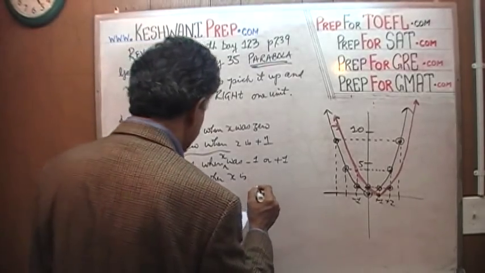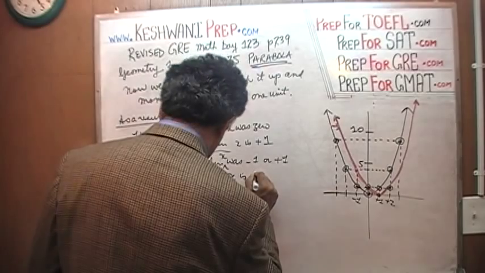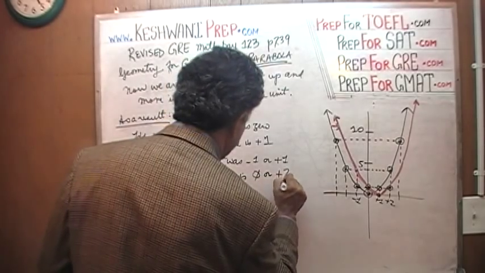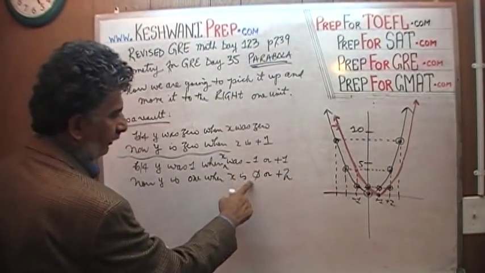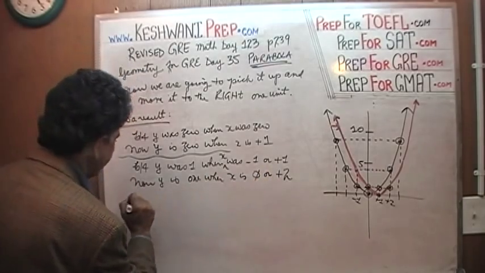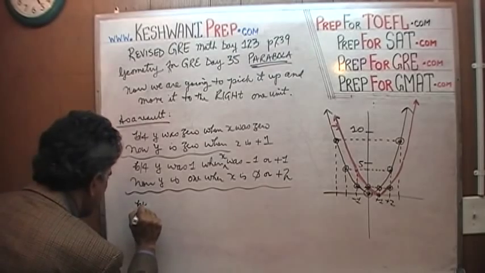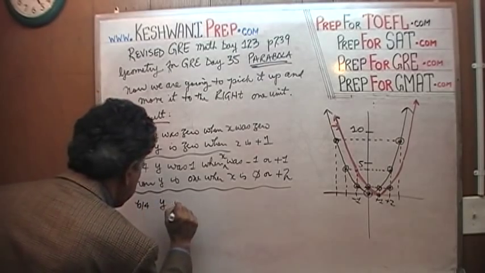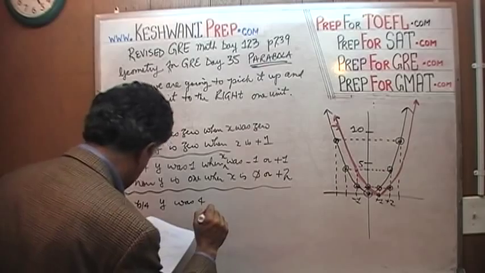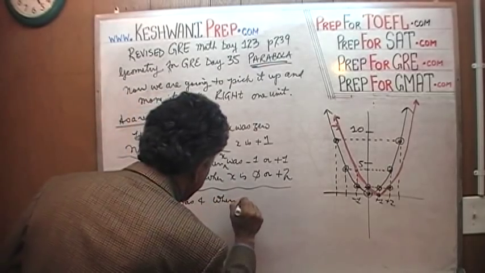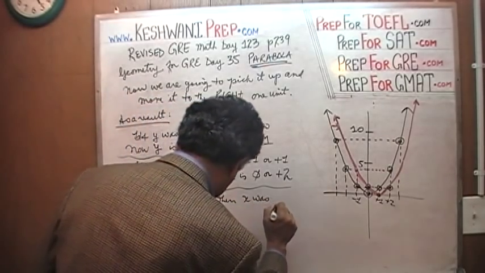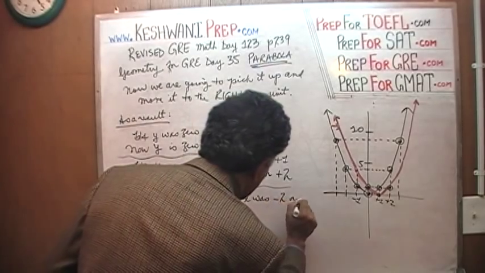X went from negative 1 to 0, and from positive 1 to positive 2. Let's do one more. Before, y was 4 when x was negative 2 or positive 2.